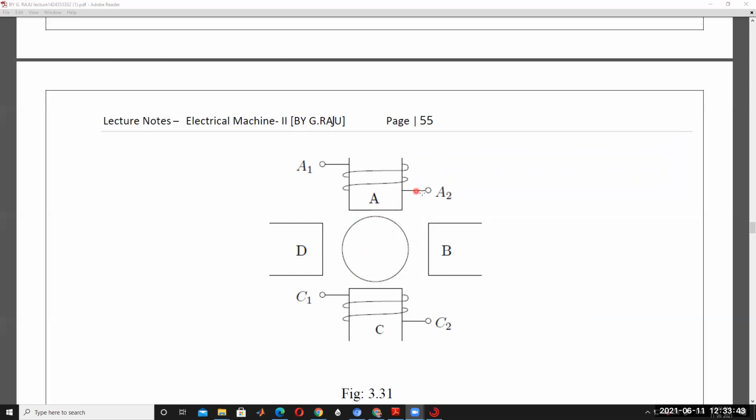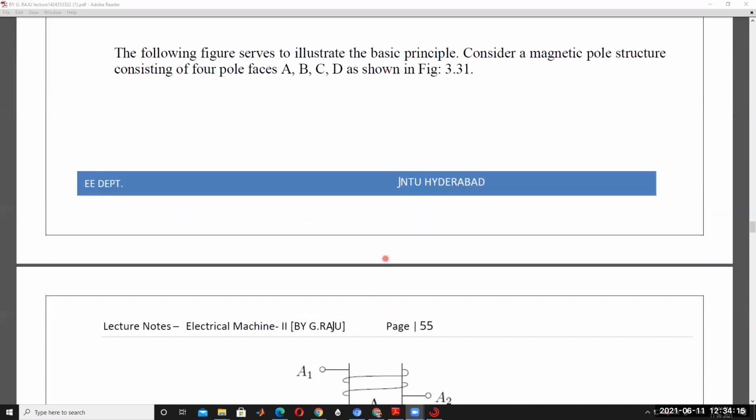So based on the connection of the stator windings of the three-phase induction machine, the stator poles are changing. Understood: the stator poles are changed by changing the connections. So by connecting A2 to C1 here, and by changing this, you can easily understand how to change the poles. Try to focus on this concept.